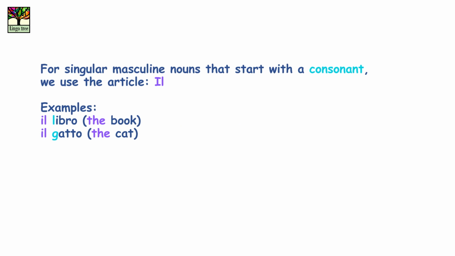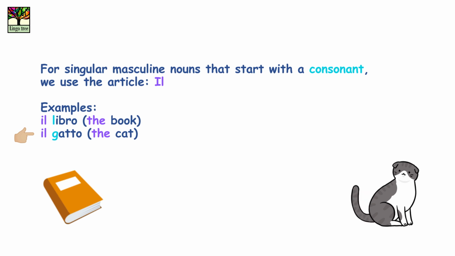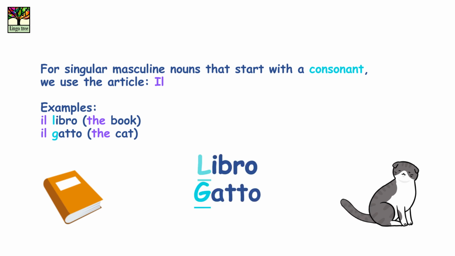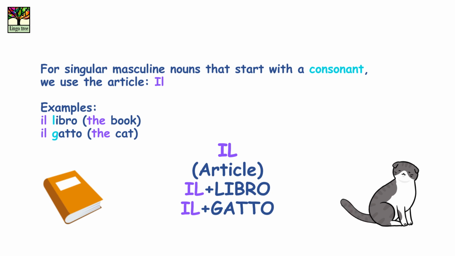For singular masculine nouns that start with a consonant letter, we use the article, il. Examples: the book, il libro. The cat, il gatto. Both examples are masculine nouns in the singular form, and both of them start with a consonant letter. Therefore, the article, il, is used and placed before the noun.